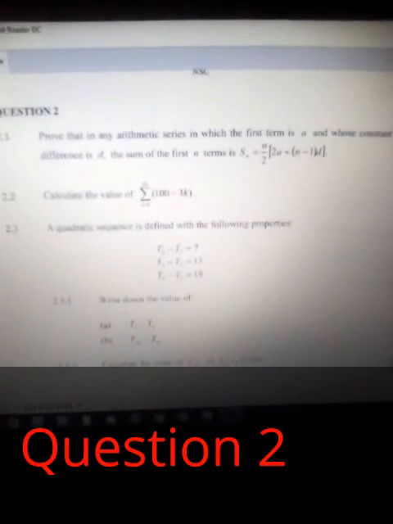Going to start with question 2 because we have already done question 1. So let's go straight to question 2. This is question 2, 2.1.